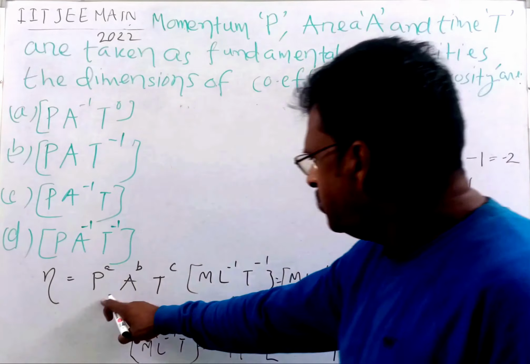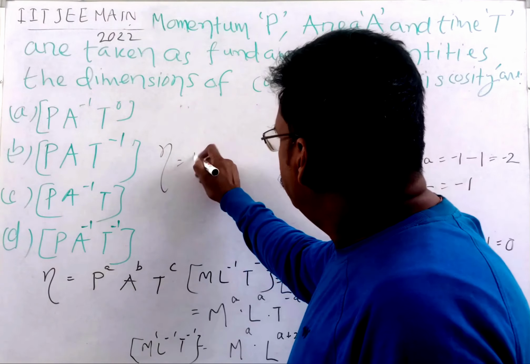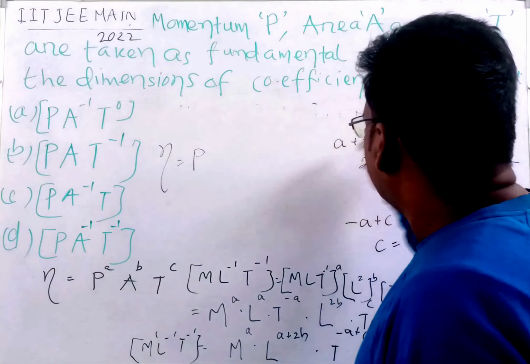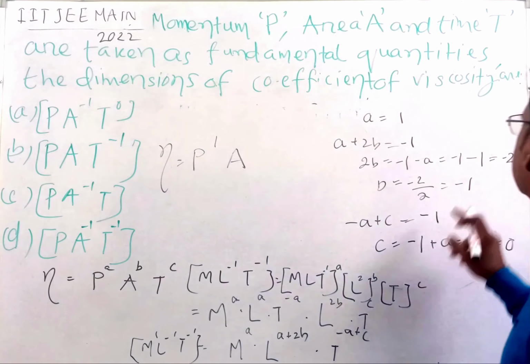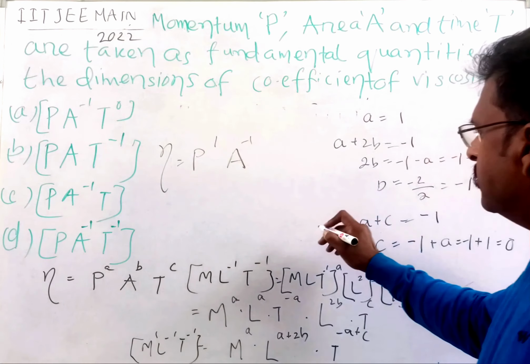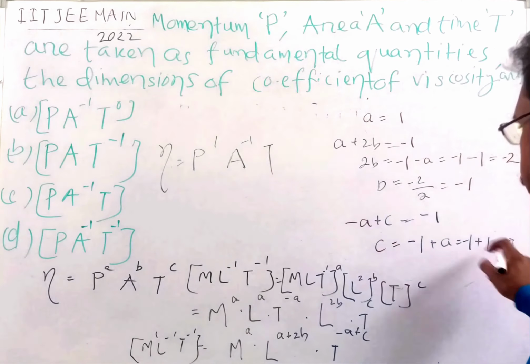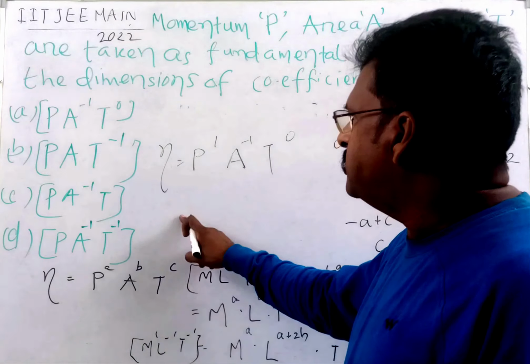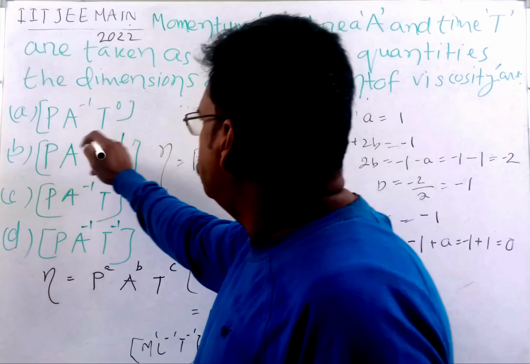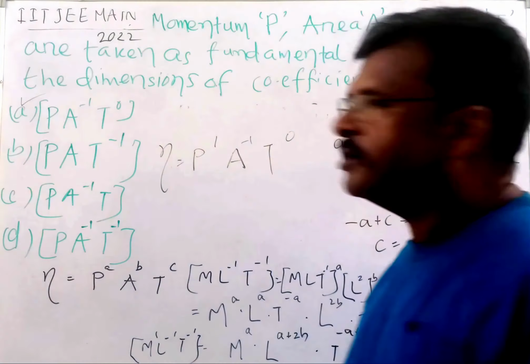So we may write here eta is equal to P to the power a, which is 1, area to the power b, and b is minus 1, and time to the power c, which is 0. So 1, minus 1, 0 is the right answer. It is in option A. So option A will be correct, students.